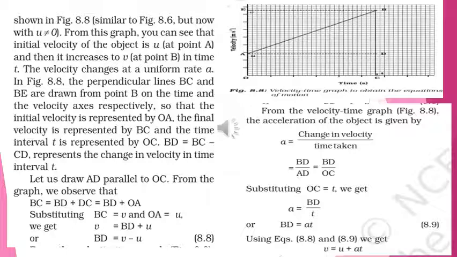So how will you get this equation? You will get this equation when you substitute BD is equal to V minus U in the equation A equals BD upon T. In this way we will get the first equation of motion from the graph.